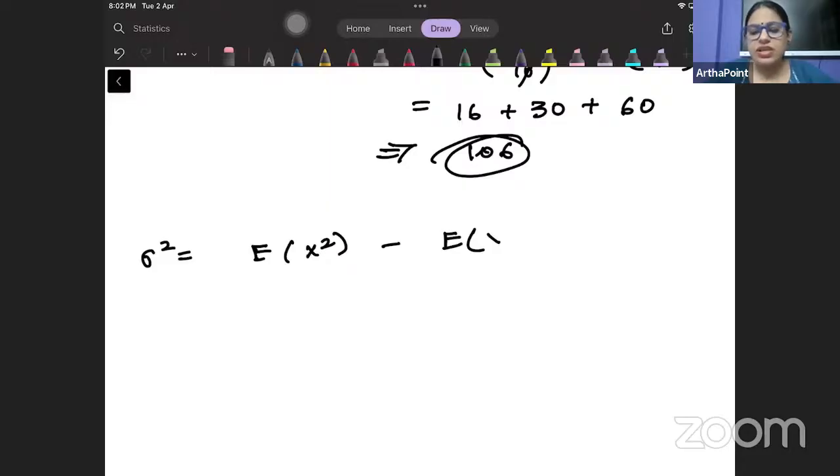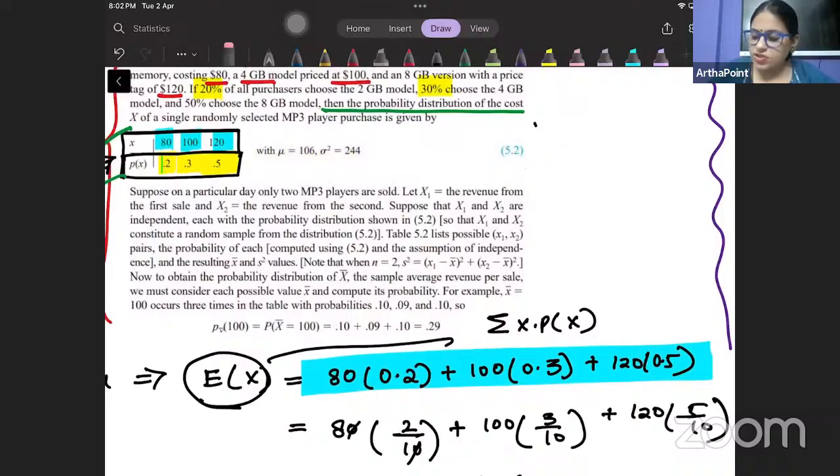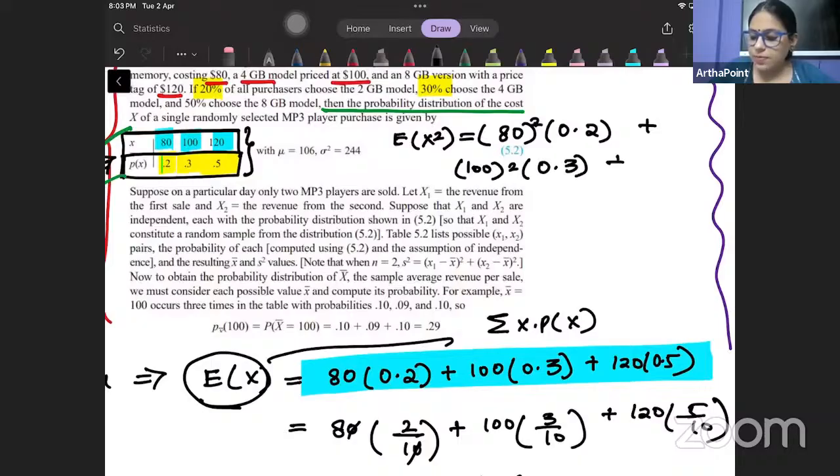So this is very, very simple. To find E of x square you need to do summation of x square into px. So E of x square minus E of x whole square, right beta? Acha, now if I just focus on this part, what will I realize? I will realize in this case that E of x square will be 80 square into 0.2 plus 100 square into 0.3 plus 120 square into 0.5. Right beta? So quickly we will calculate this.